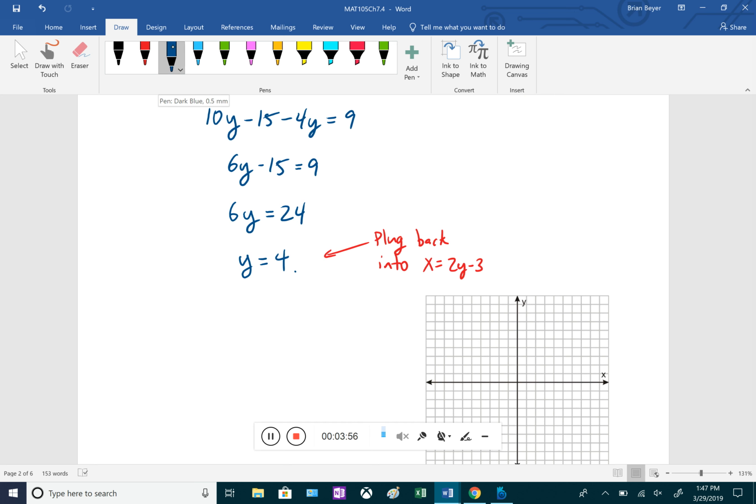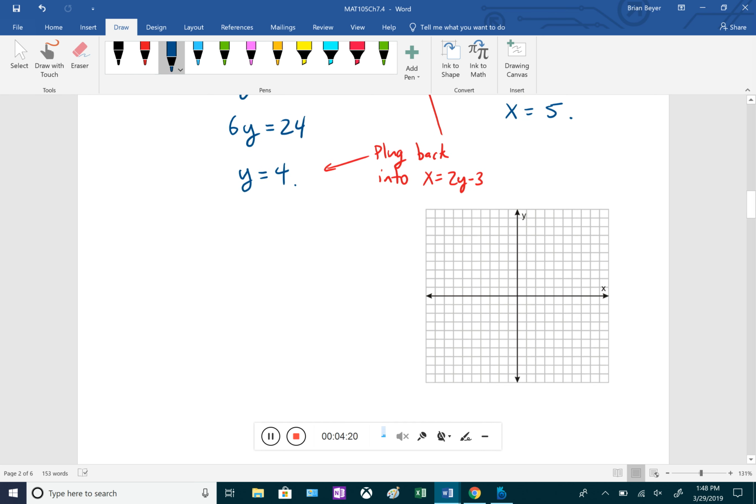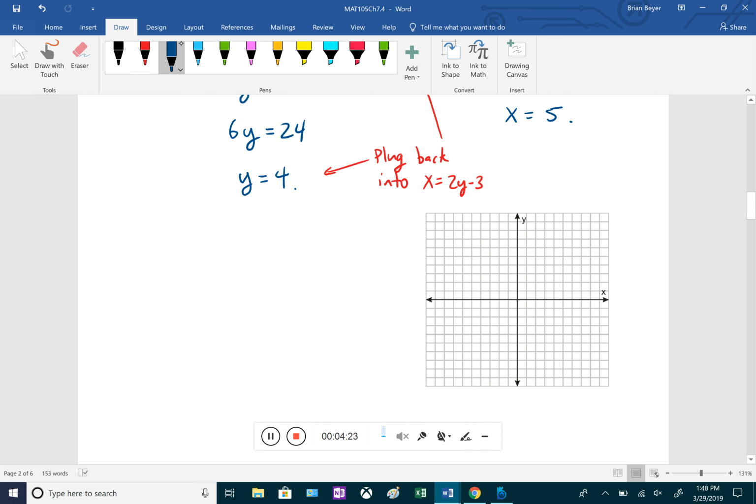So it's going to be, started up here, x equals 2y minus 3. So we plug in 4 into y, so 2 times 4 minus 3. That gives us 8 minus 3, so that gives us 5. So this is going to be our answer. The solution is x equals 5 and y equals 4, or we can think of it as a coordinate 5, 4.